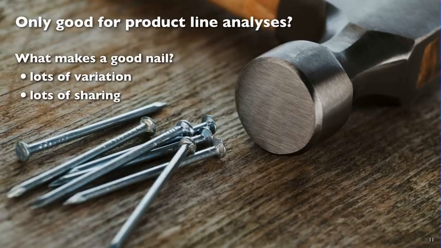So we started thinking about what are the properties that make a good nail. So it needs to be something that has lots of variation in it, right? Because this is where this variational programming idea really pays off. But it also needs to have lots of sharing between the different variants. So types, good. Numerical simulations, bad.